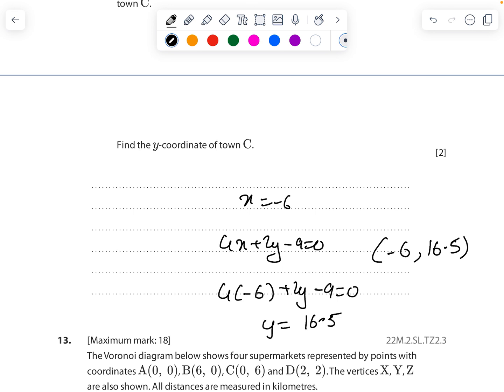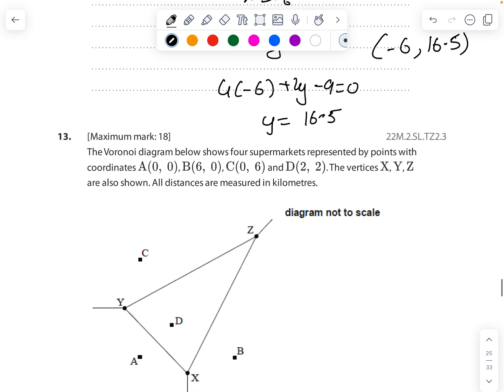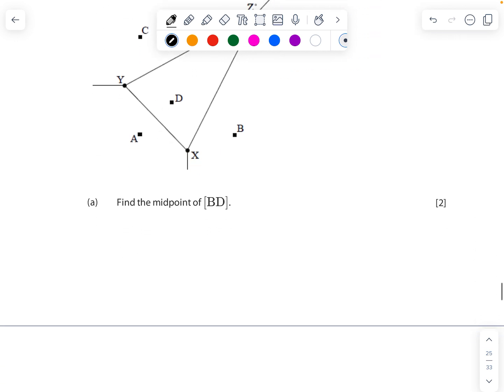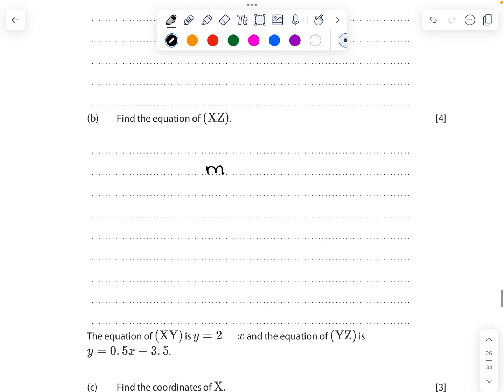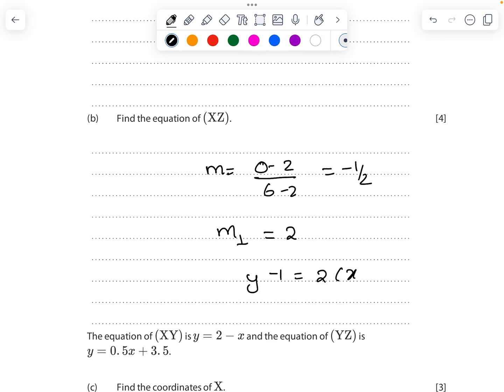Now the 13th question. The Voronoi diagram below shows 4 supermarkets. All the distances are measured in kilometers. Find the midpoint of BD. So (2 plus 6)/2, (2 plus 0)/2, which is going to be (4, 1). Find the equation of XZ. So I am going to find the slope of XZ: (0 minus 2)/(6 minus 2), which is negative 1/2. So the perpendicular gradient will be 2. So the equation will be y minus y1 equals m times (x minus x1), and you get this as a standard equation.